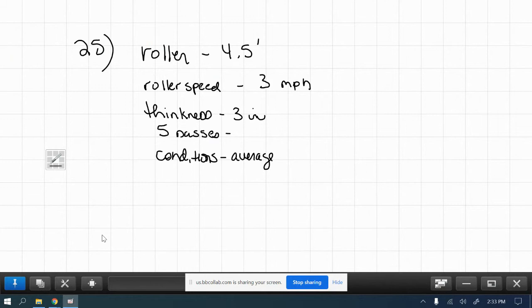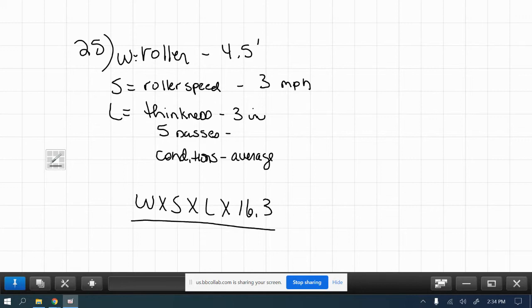That formula is back in chapter 2, page 629. Okay. So it's your width times speed times lift. So this is my lift. That's my speed. That's the width of the roller. 16.3 is a constant, to convert mixed units, over your number of passes. So that would be my pass.